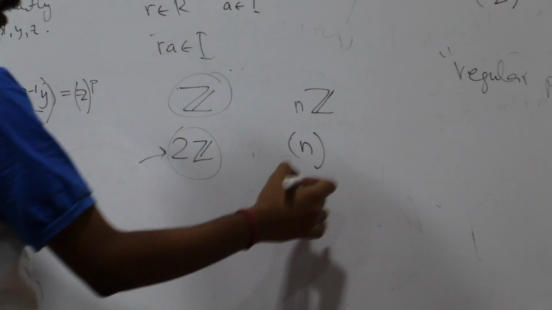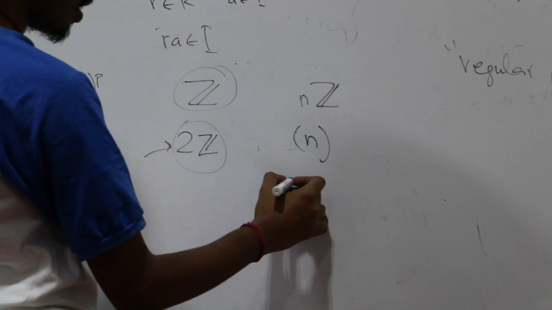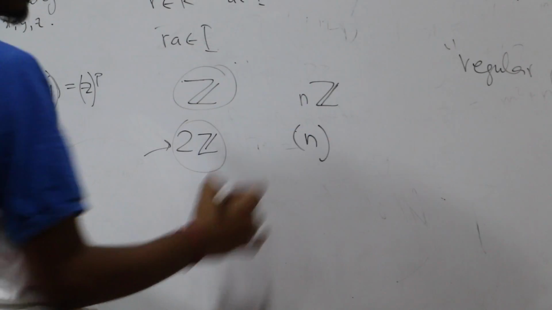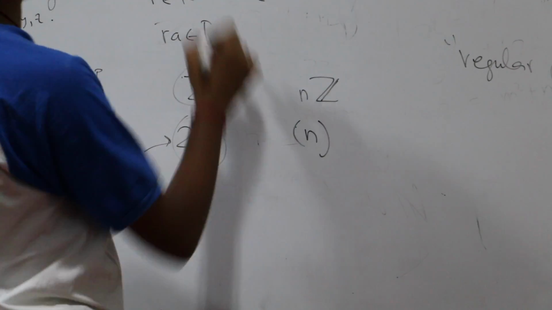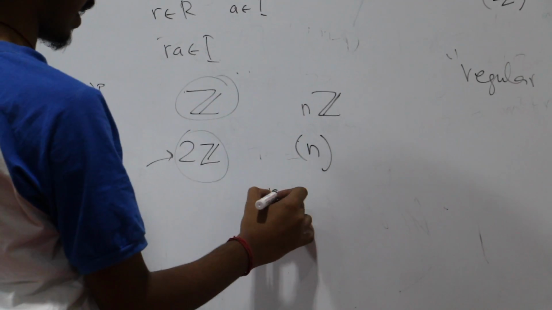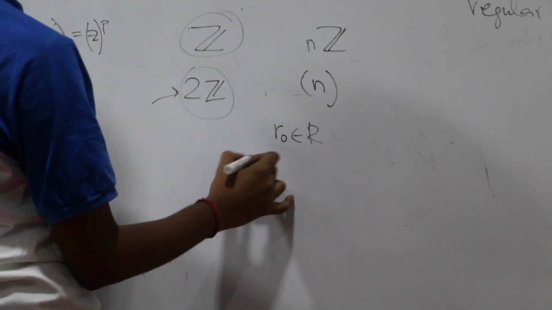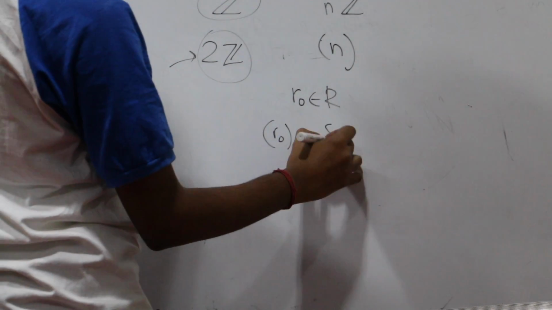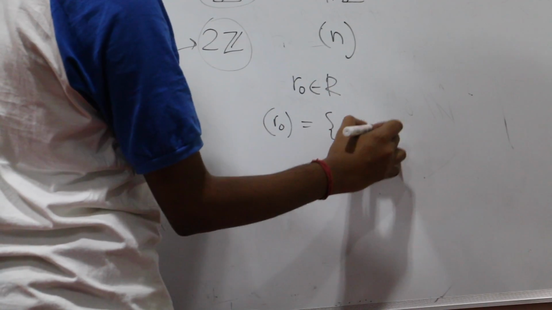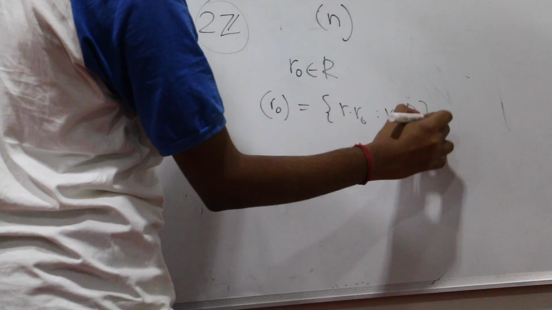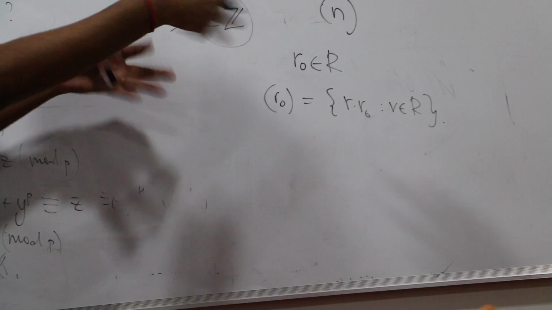How do I generate an ideal out of an element? I simply take all elements in my ring and multiply them with this element. So the ideal generated, in the general scenario, let's say r0 is in R, the ideal generated by r0 is nothing but the set of r times r0, where r comes from R. This is how I generate an ideal.